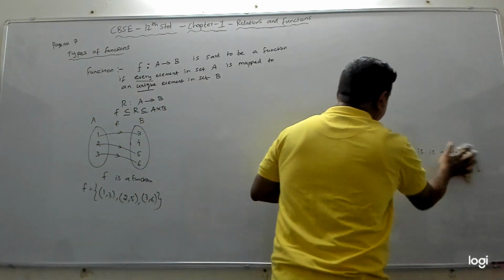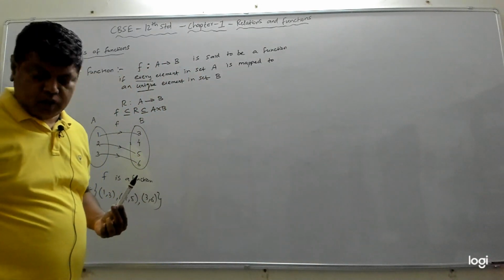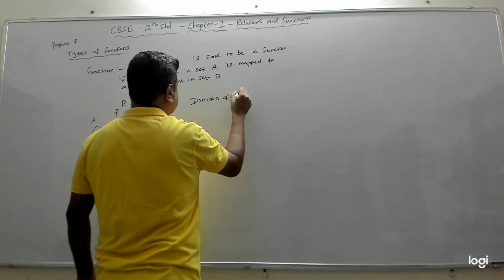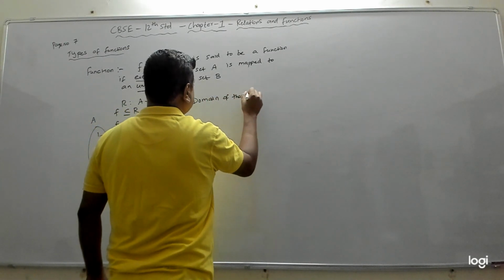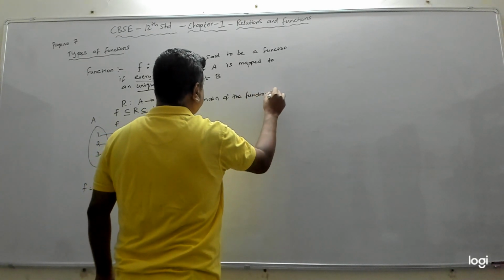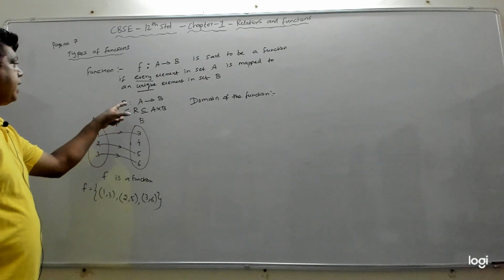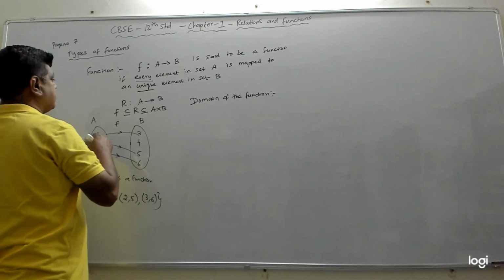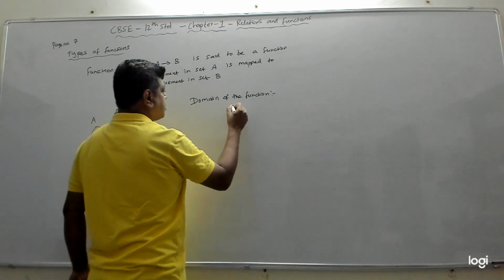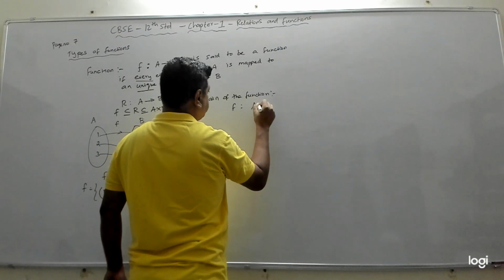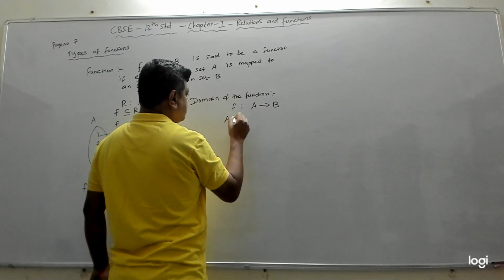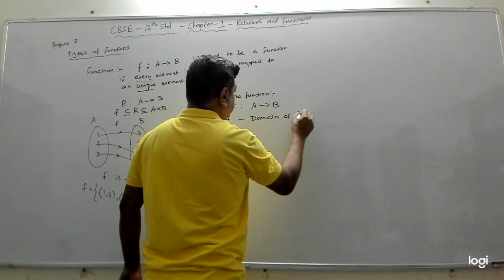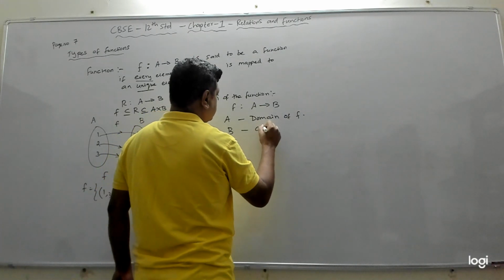Now we will talk about the domain of the functions. Domain of the function is, if f is a function from A to B, then the set A is called the domain of f. And B is called the codomain.